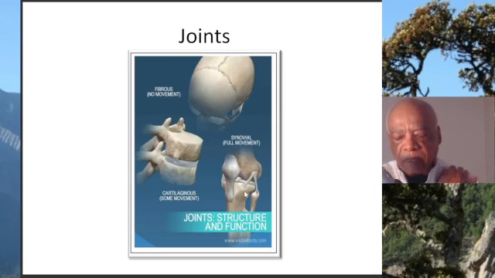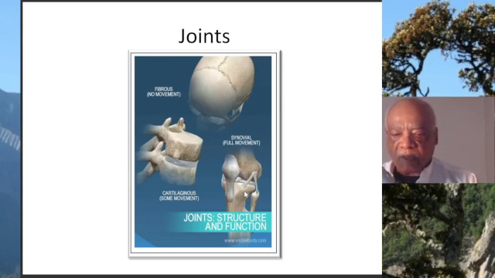So the three types of joints are like the fibrous joint. It's not very much movement. There is some, but they're more to allow for expansion. And then the cartilage type of joint, such as in the spine, and then the synovial joint.